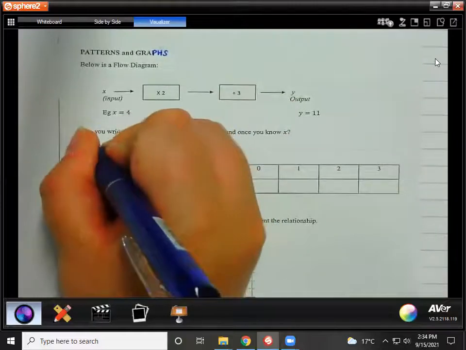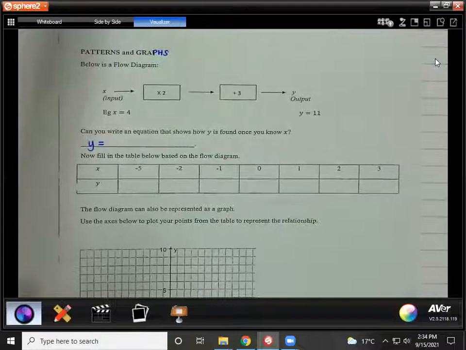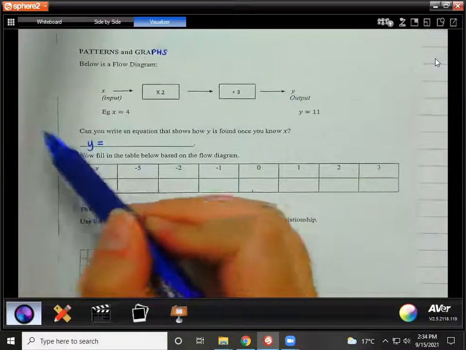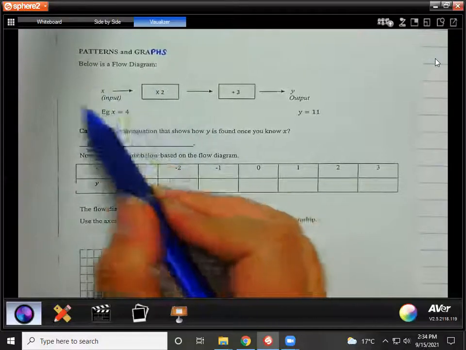All right, so we're going to say Y. Remember, the output value is always that value equals the whole thing. So Y, the output, is equal to, now how do I write X times 2?